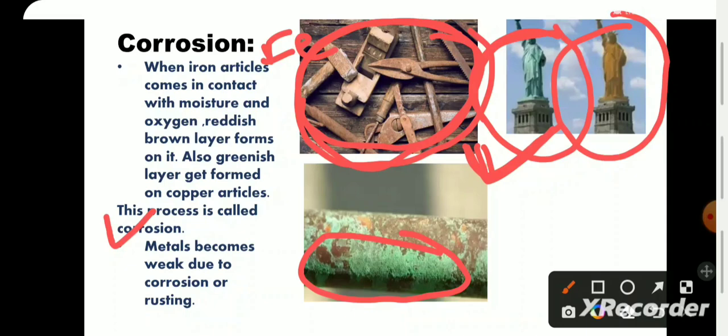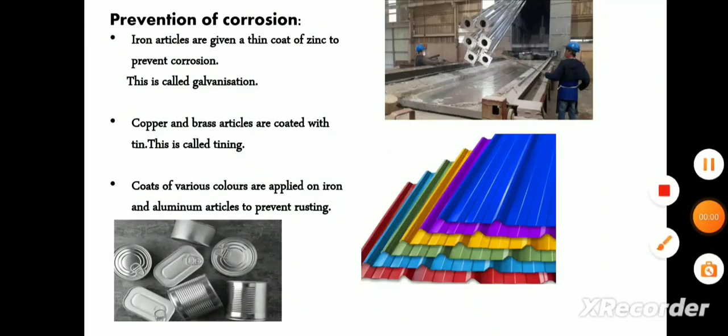Is there any bad effect of corrosion on metal? Yes, exactly. It will damage the metal. It weakens the metal, so it is very necessary to prevent metal from corrosion. In the next slide we will study the ways we can prevent corrosion. Prevention of corrosion.